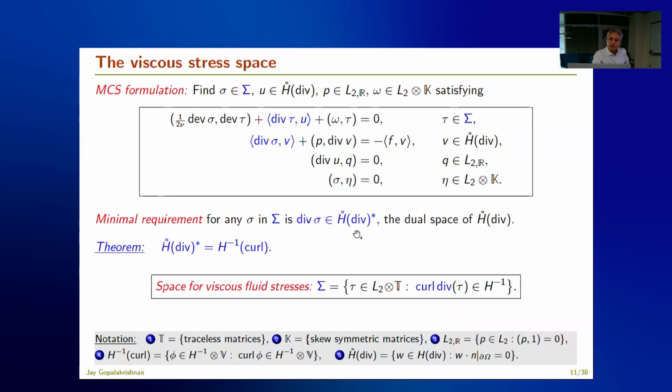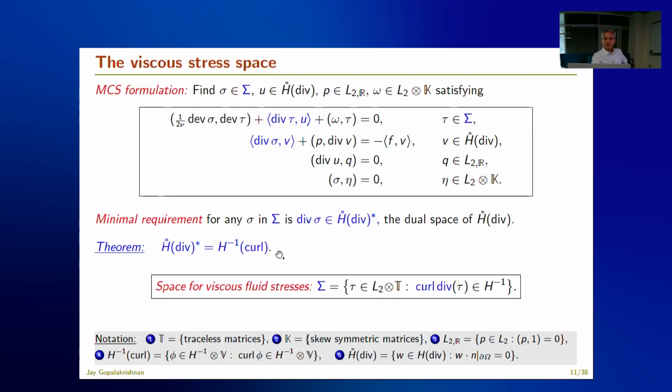Okay, the dual space of H0 div is equal to H-1 curl, which is defined below. It's an H-1 vector field whose curl is in H-1. This is one of the many identities that we'll see. We'll return to this at the end of the talk. There are many more duality identities that are analogous to this.